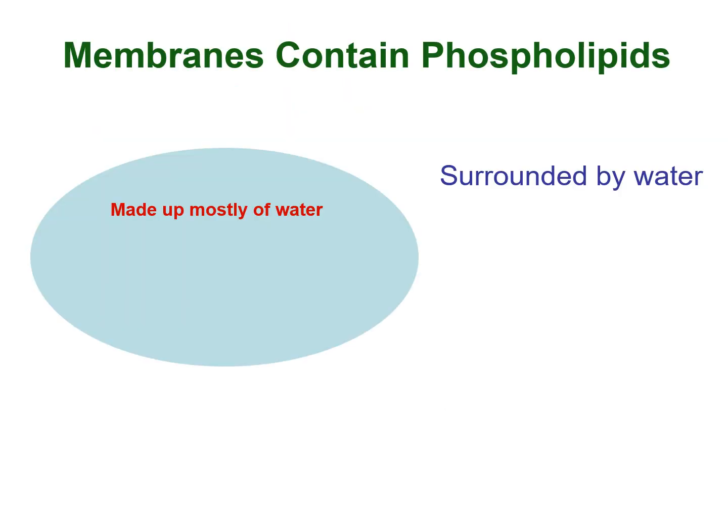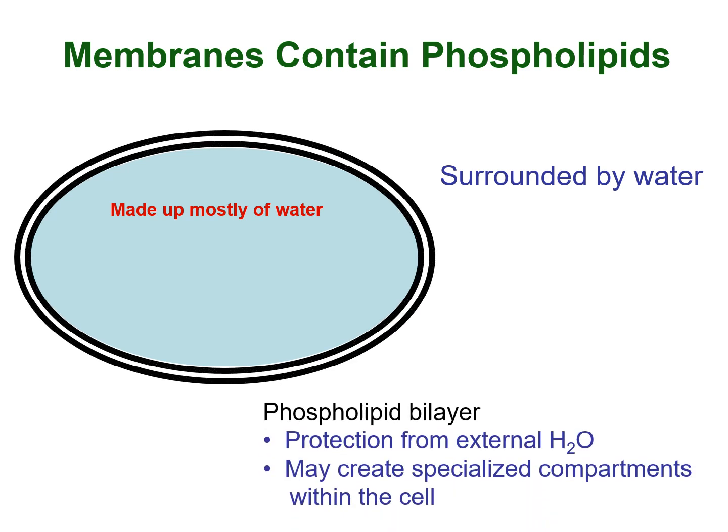Okay, so as I've already alluded to, membranes are made up of phospholipids, and they form a barrier between the cell and the outside world, and they're also used to make compartments within the cell. So we have 2 layers of phospholipid. The inner core is made up of the hydrophobic tails, and the hydrophilic heads interact with water. And this is a very stable configuration. It doesn't require any energy to maintain that configuration.